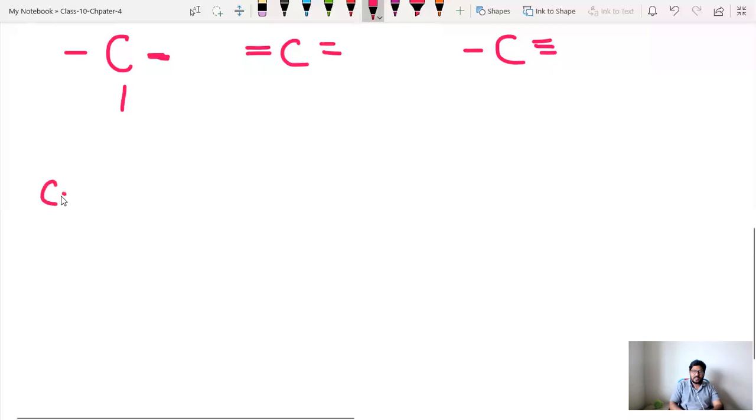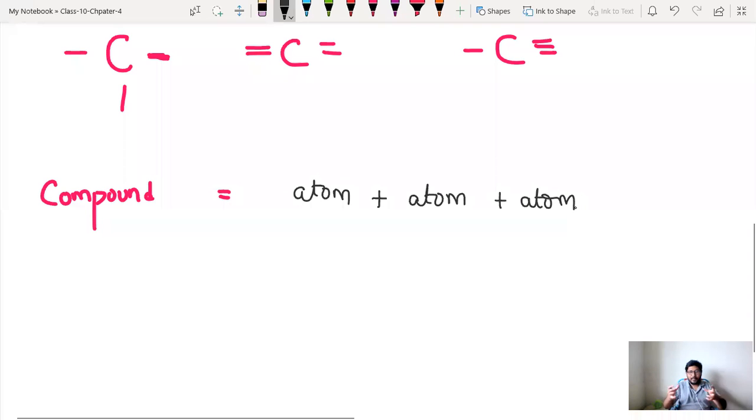Before that, you have to first understand compound. A compound is nothing but a combination of atoms, right? Atom plus atom, two or more. So if atoms are combined together, it forms a compound. If atoms are identical, it will become an element. If atoms are different, it can become a molecule or compound. You are familiar with that.